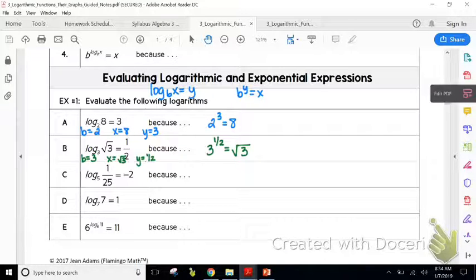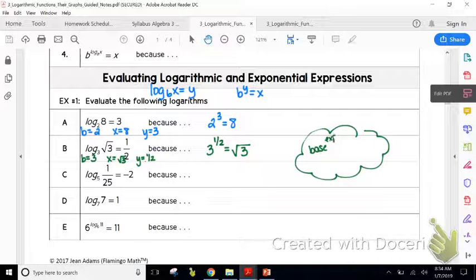But remember, we had also talked about last semester, I know it's been a while, that if you have a base raised to a fractional exponent, that's an exponent over a root, so you could rewrite it as the root of the base raised to the exponent. And that's what we did here. We had 3 to the 1/2, and so we said that's the same thing as saying the square root of our base 3 raised to the 1, which is the square root of 3. Okay? So it's the same thing. You just had to remember back.